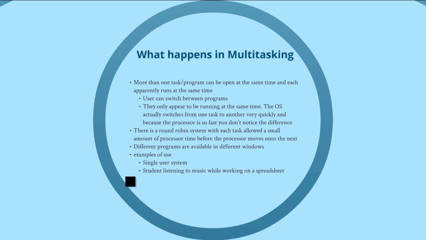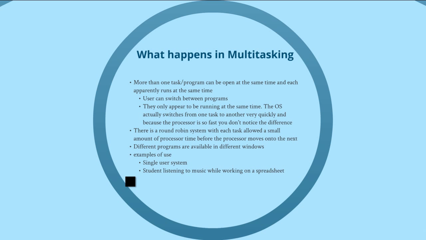This is an example of an exam answer. More than one task or program can be open at the same time, and each apparently runs at the same time. User can switch between programs. They only appear to be running at the same time. The operating system switches back from one task to another very quickly because the processor is so fast you don't notice the difference.